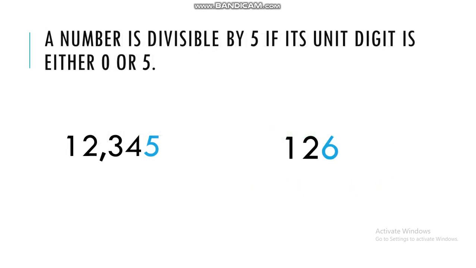How can we tell if a number is divisible by 5? The rule says that the number's unit digit must be either 0 or 5. So we need to check the unit digit. 12,345. Is this number divisible by 5? Check the unit digit. It is 5. So yes, 12,345 is divisible by 5. How about 126? The unit digit is 6, not 0, not 5. This means that no, 126 is not divisible by 5.